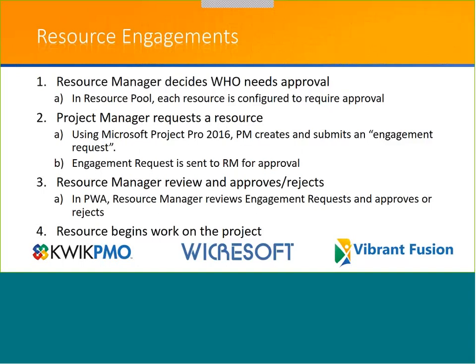Now, periodically, the resource manager would review and approve or reject those resource requests. That happens in Project Web App, or PWA. So as a resource manager, I would periodically log into PWA, take a look at the engagement requests that have come in, and then I can either tailor the engagement request and approve it, or I could just outright reject it. Once those three steps take place, then you're kind of back to what you'd normally do in Project Server, Project Online. The PM assigns the resource to a different task, and then the resource begins work on the project itself.